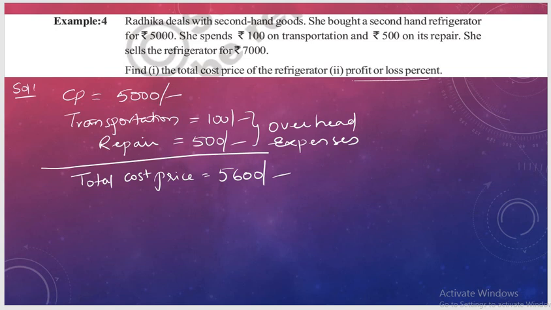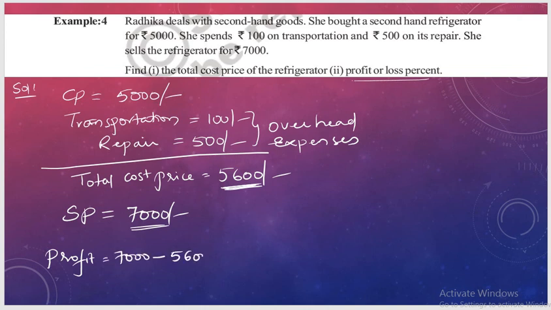Now what is he asking? He sold it for, so the selling price of that particular refrigerator is nothing but 7000. So clearly here the cost price is less than the selling price. Okay, so clearly what she got? She will be getting profit. So how much profit she will get? 7000 minus 5600. So how much profit she is going to get? 1400 rupees, right?